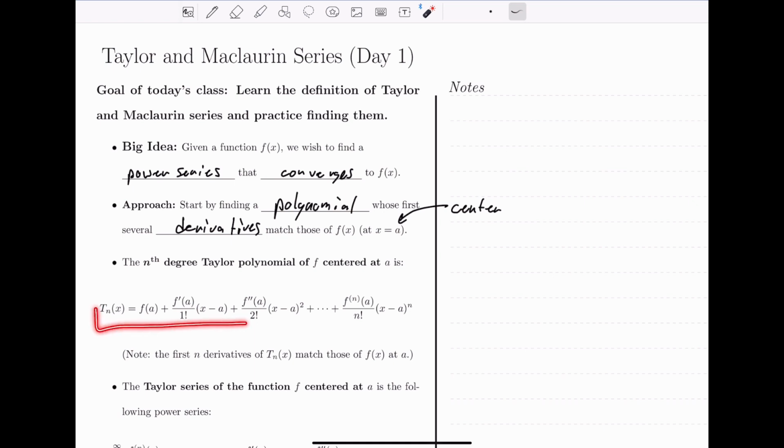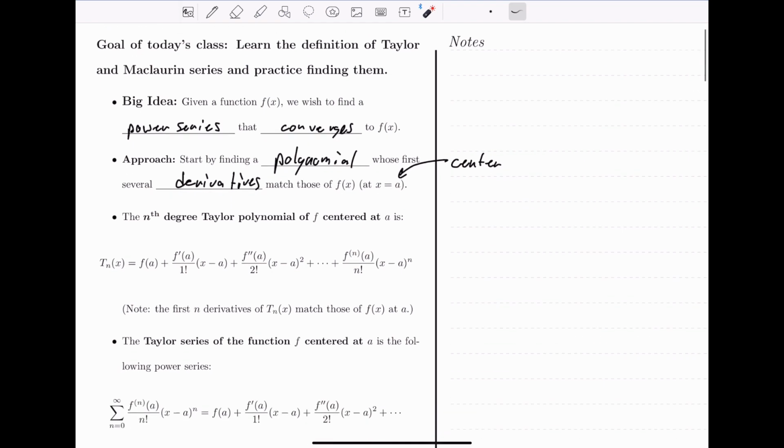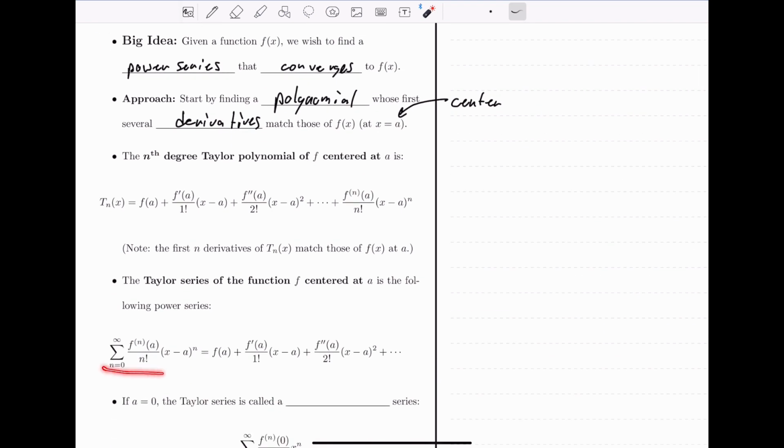So right here we have the definition for the nth degree Taylor polynomial of a function. And right below this, we have the definition of the Taylor series. The only distinction here is that the polynomial stops at degree n. The Taylor series just keeps going. So instead of stopping at a certain number of terms, we just continue to write the same pattern. That's the power series. So where does this come from? How do we get this formula?